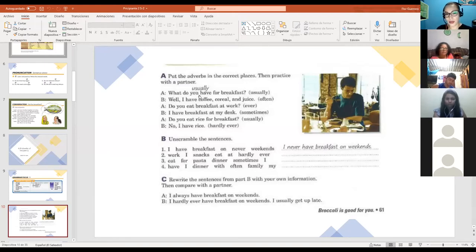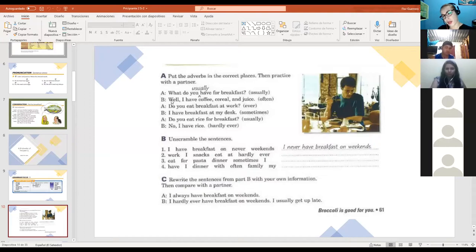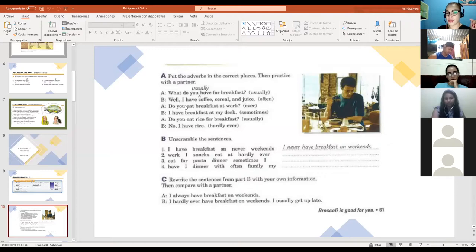And the question is, what do you usually have for breakfast? Now we need to place often in this sentence. What would you place often? Well, I often have coffee. Yes, exactly here. Well, I often, después del I iría often. Now, continue in here. This is a question and we have to use ever. Do you ever eat breakfast at work? Después del you tendría que ir el ever. Así es que ahí lo pueden ir marcando en su material.